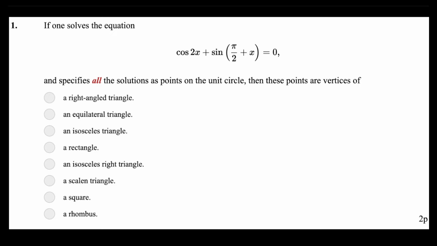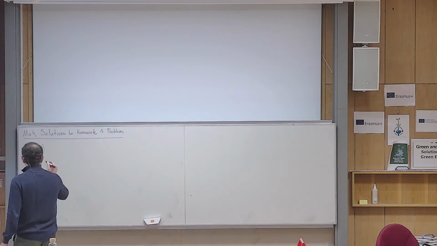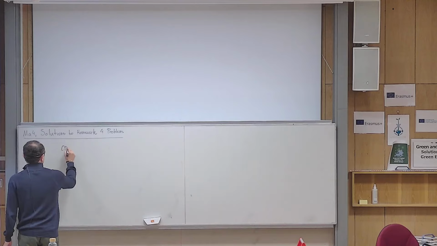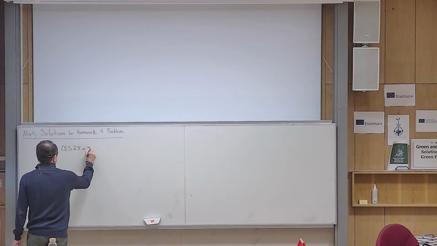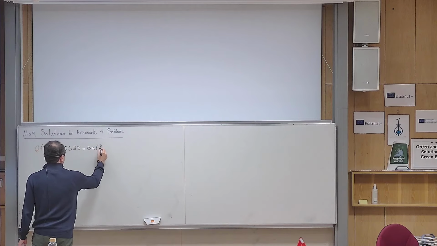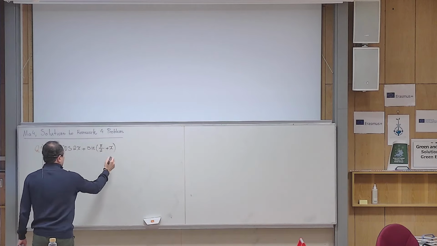So the first question is: if one solves this equation, sine of cosine 2x plus sine of pi over 2 plus x equals 0, and specifies all the solutions as points on the unit circle, then these points are vertices of which one of these shapes? Yes? So in principle, you are supposed to solve this equation here. Okay, so the equation is cosine 2x plus sine of (pi over 2 plus x) equals 0.